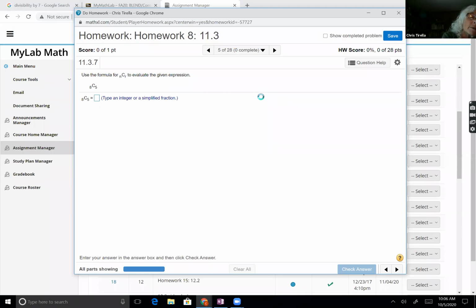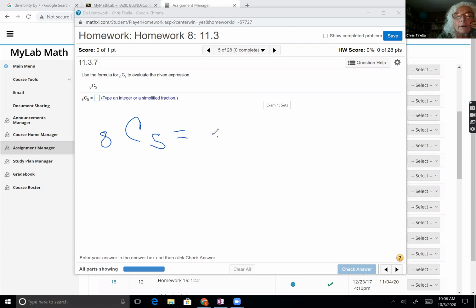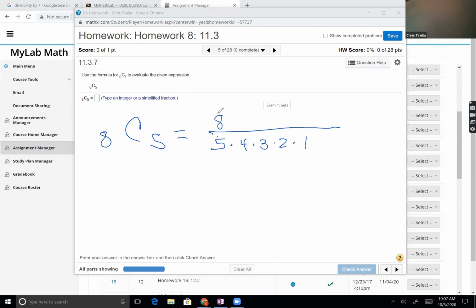So when I'm doing it without a calculator, 8 combination 5, when it's a combination, there's a denominator. So I've got 5 factorial in the bottom: 5, 4, 3, 2. And in the numerator, I have a permutation, so I'm going to start with the number 8. I'm going to work the same number of factors in the numerator as the denominator. So 5 on the bottom, 5 on the top. So far, are you with me?